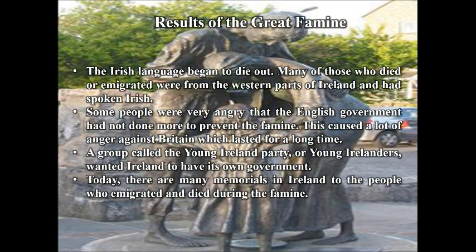A group called the Young Ireland Party, or Young Irelanders, wanted Ireland to have its own government. This would be an example of a nationalist movement for independence. Today, there are many memorials in Ireland to the people who immigrated and died during the famine.